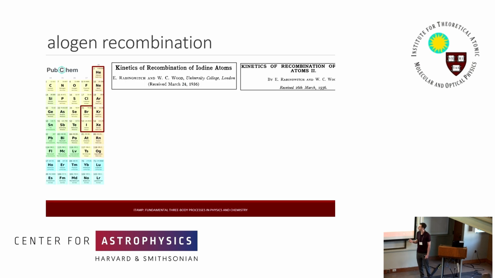So in the 1930s, Rabinowitz and Wood published these two studies on the kinetics of recombination of iodine and bromine atoms. And so these were, I believe, the first experiments to study three-body recombination, where they took these iodine and bromine atoms in various bath gases of noble gases, and they attempted to characterize the rates of these three-body collisions.